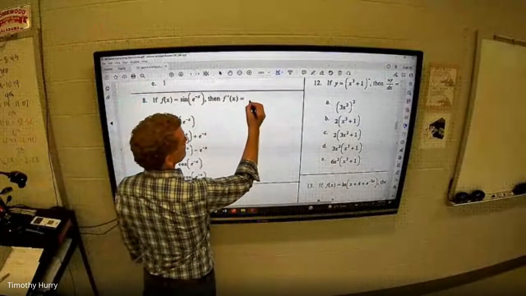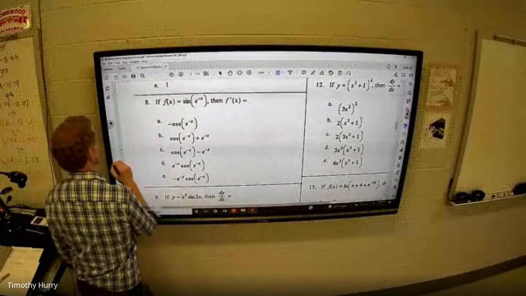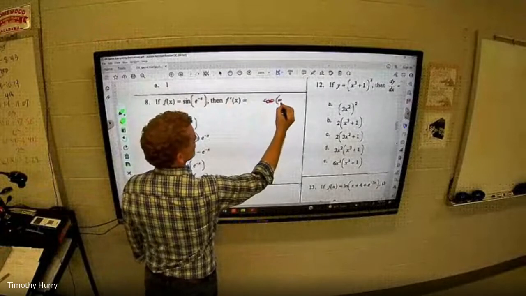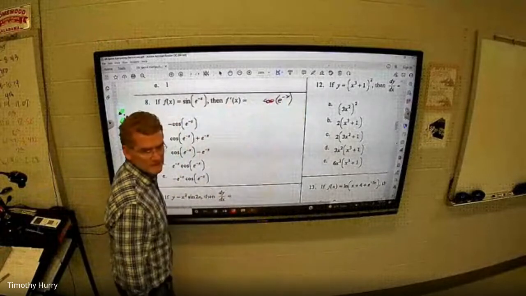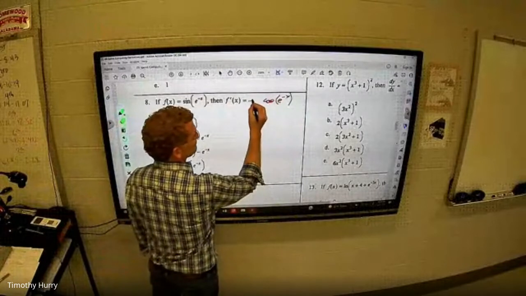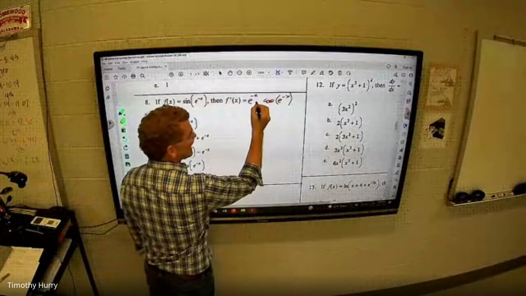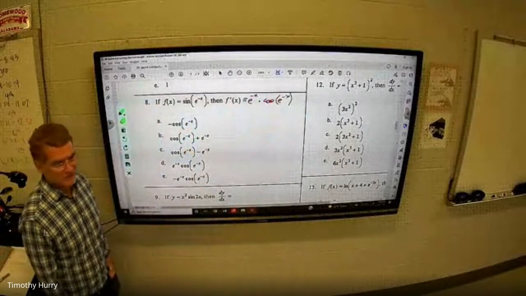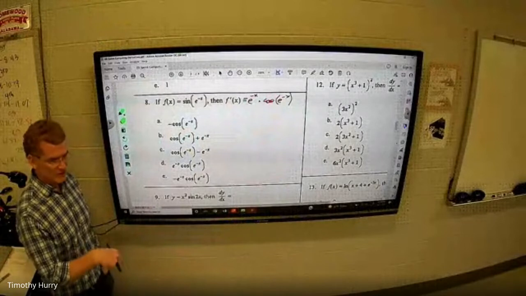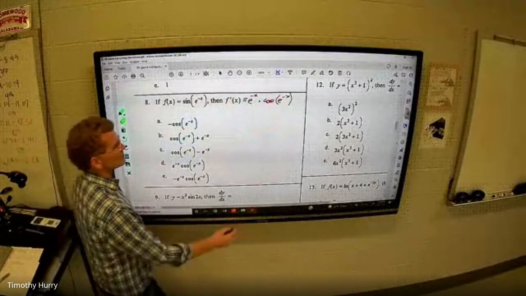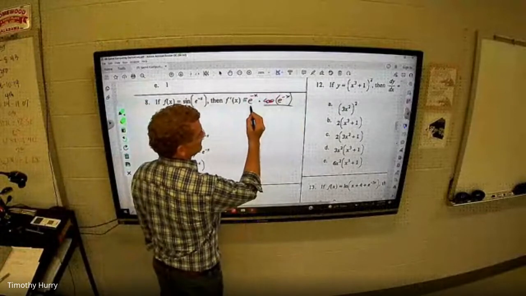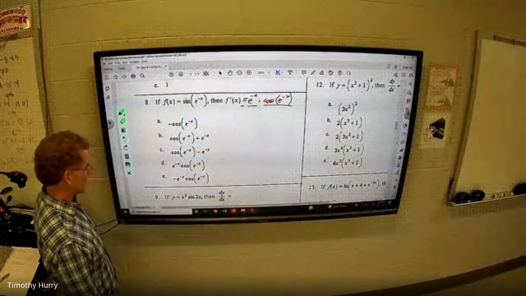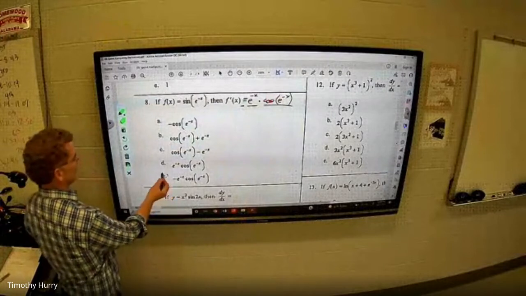Cosine of blah. So I got cosine of e to the negative x times what? The derivative of that, I'm going to put it up front, times e to the negative x times a negative 1. Right? That's a big chain rule. Deal with the sine, deal with the e, deal with the negative 1. So this is me dealing with the sine. This is me dealing with the e. Here's me dealing with the negative x. And you can see that right for e.